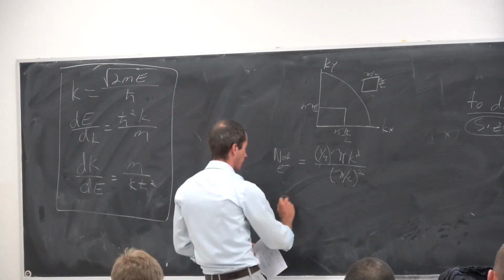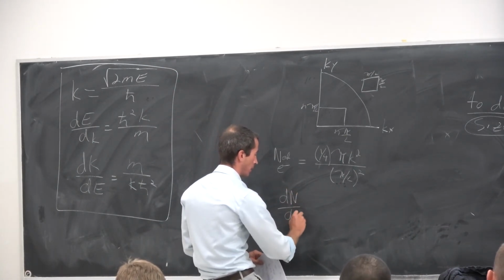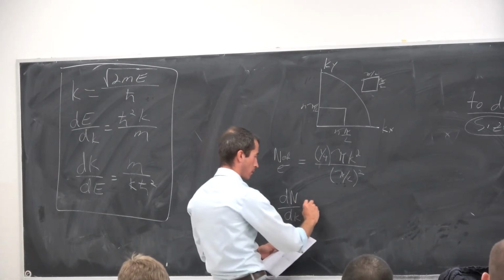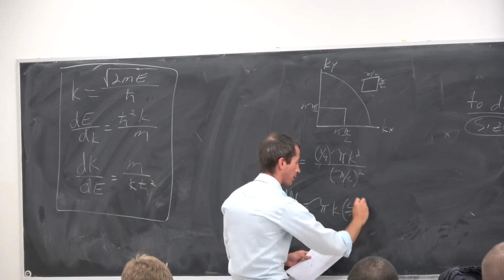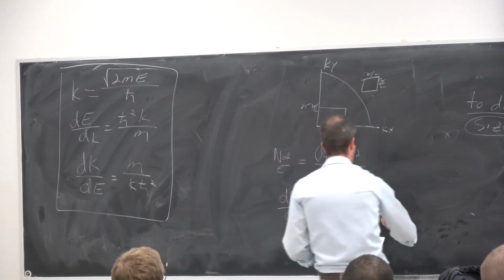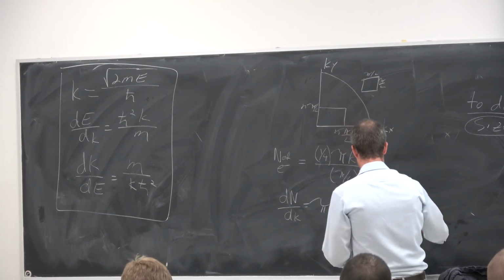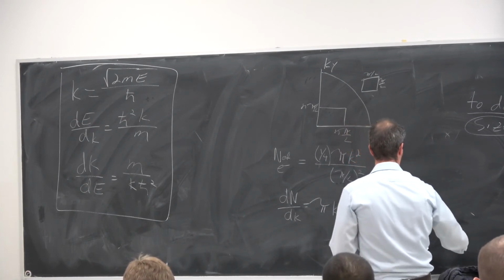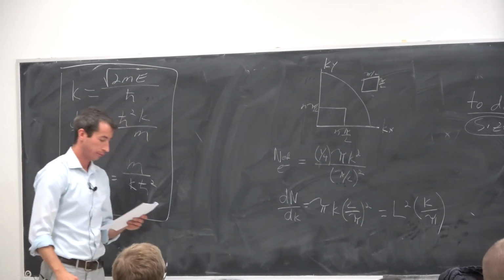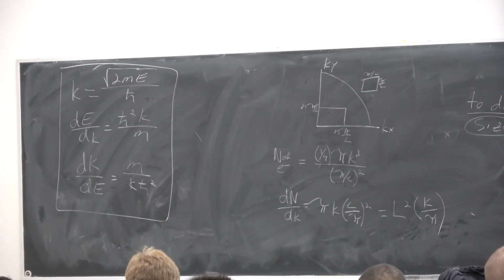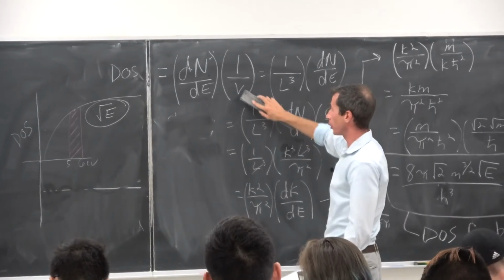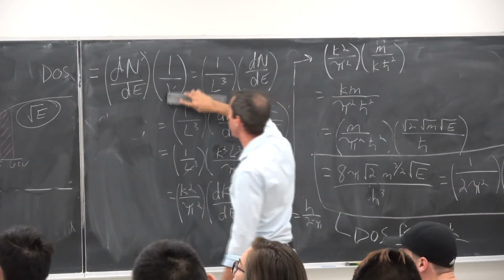So if we then rewrite this as dn/dk, that's pi k L over pi squared, which equals L squared k over pi. Okay, and now our same thing, density of states. We actually can keep a lot of this. We're going to change this, right? We're going to change volume to area.